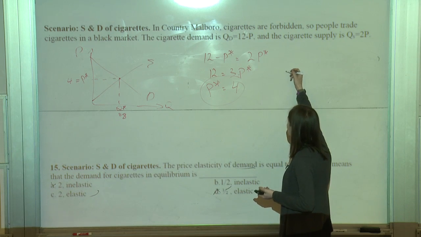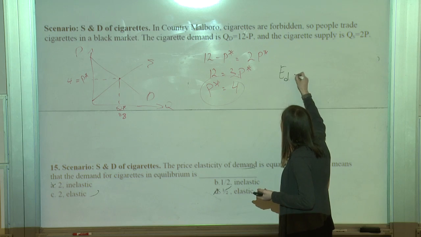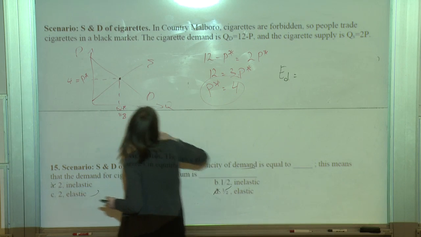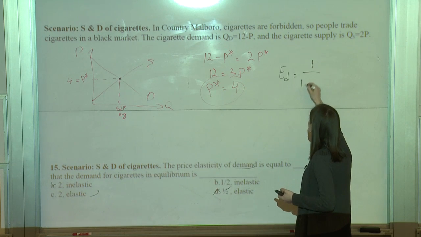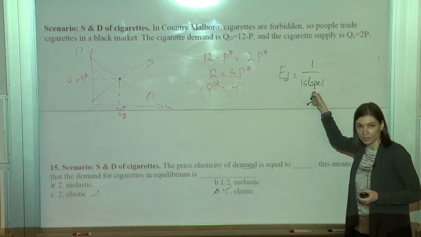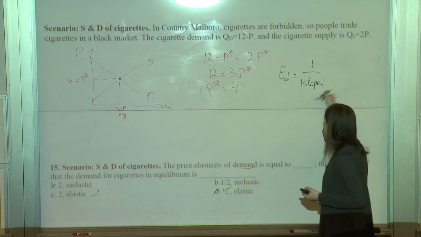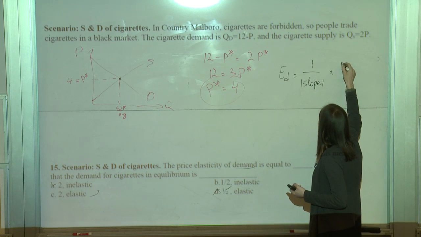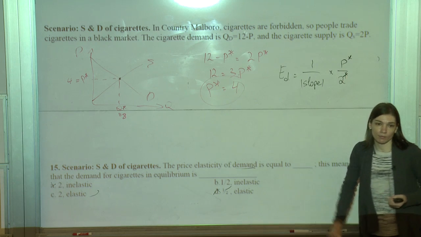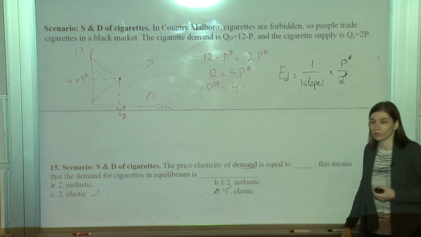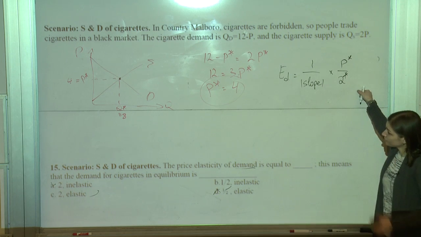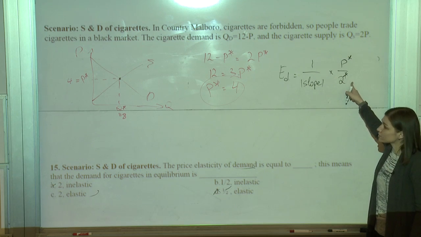So the price elasticity of demand at equilibrium, so at the equilibrium point, we know the formula is 1 over the absolute value of the slope, and that will be the slope of the demand curve, not the slope of the supply curve, right? Times, what is it, price over quantity. The equilibrium price divided by the equilibrium quantity. That is the point elasticity formula. So we know the price and quantity in equilibrium, right? It's 4 and this is 8.